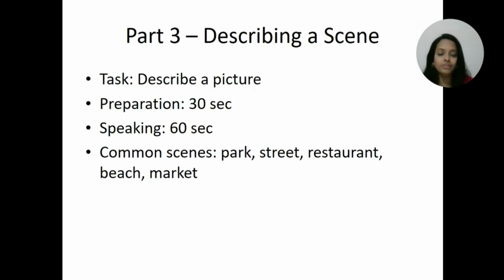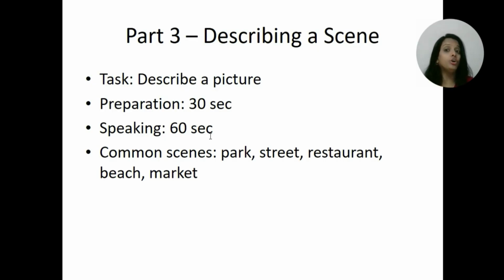Okay? Now, when we talk about part three, this one is describing a scene. So in this task, you will see a picture. You have to describe what is happening. Examples of scenes include a park or a busy street, a restaurant, a beach, a shopping mall, or a market, anything. Okay. And of course, when it comes to the timing, you'll get preparation 30 seconds and speaking 60 seconds.